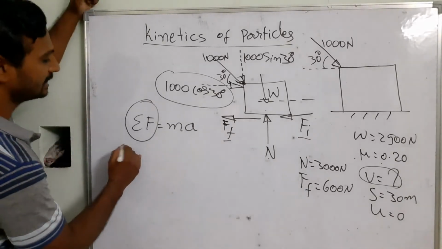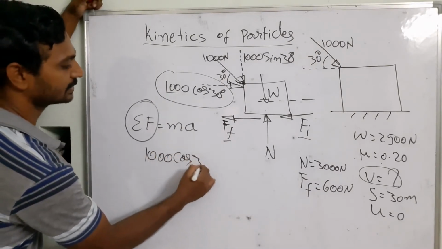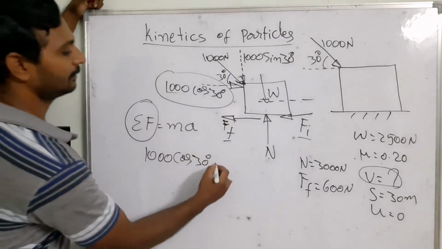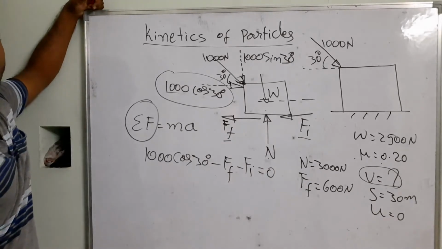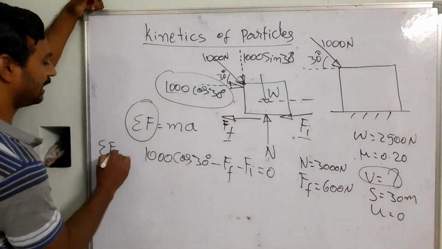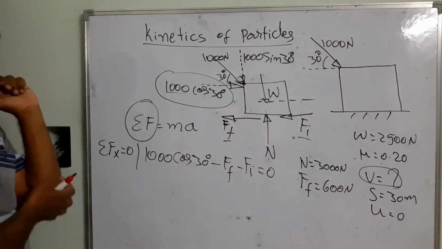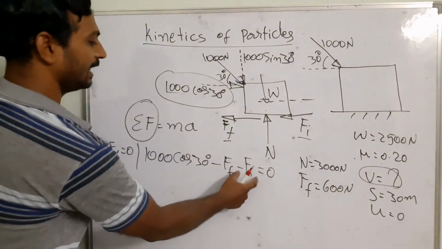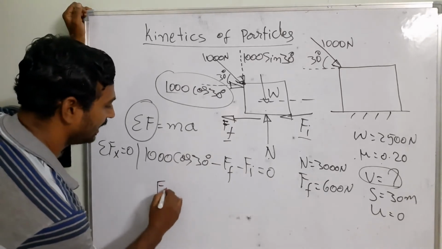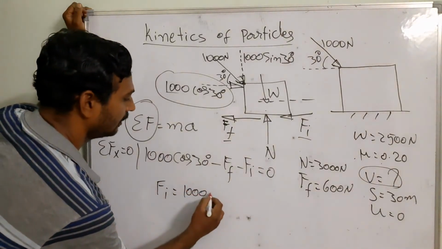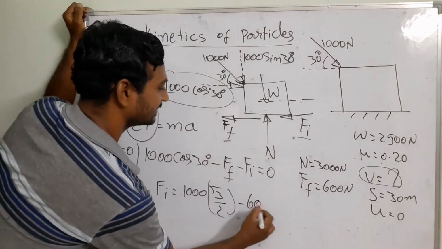So if I take the same equations over here, that's going to be 1000 cos 30 degrees minus Fy is equal to 0. Right? So this is also equal to sigma Fx equal to 0. By using this equation also we can calculate it. From this one I am going to substitute this equation. By keeping this one, the rest of the things we can take to the side. So that's going to be Fi is equal to 1000 cos 30, which is root 3 by 2, and Ff is equal to minus 600 newtons.